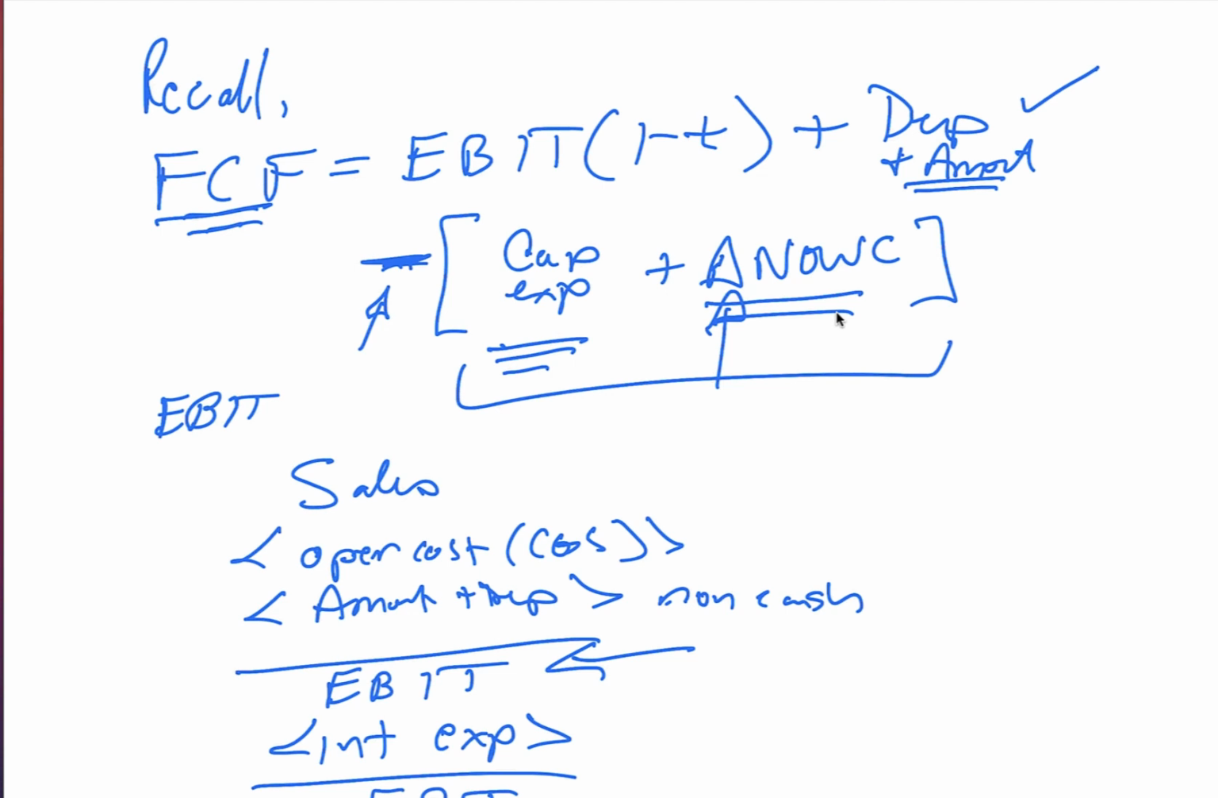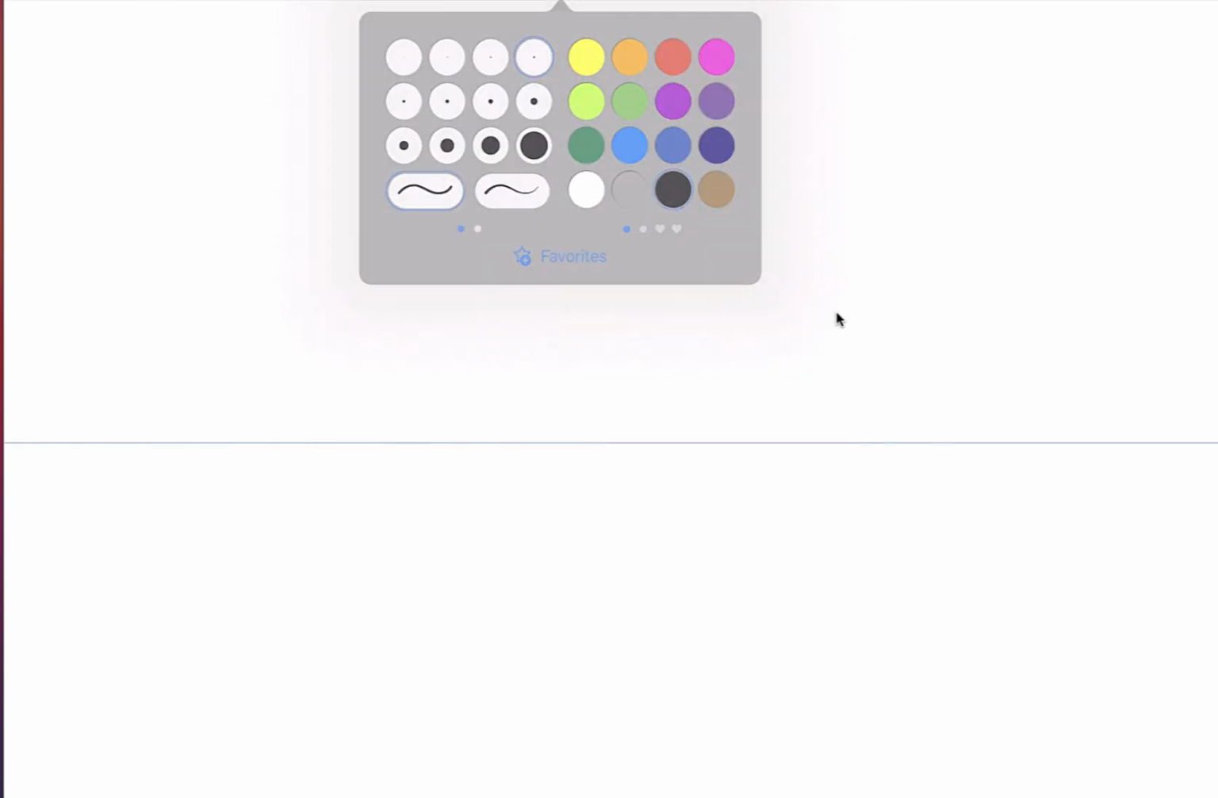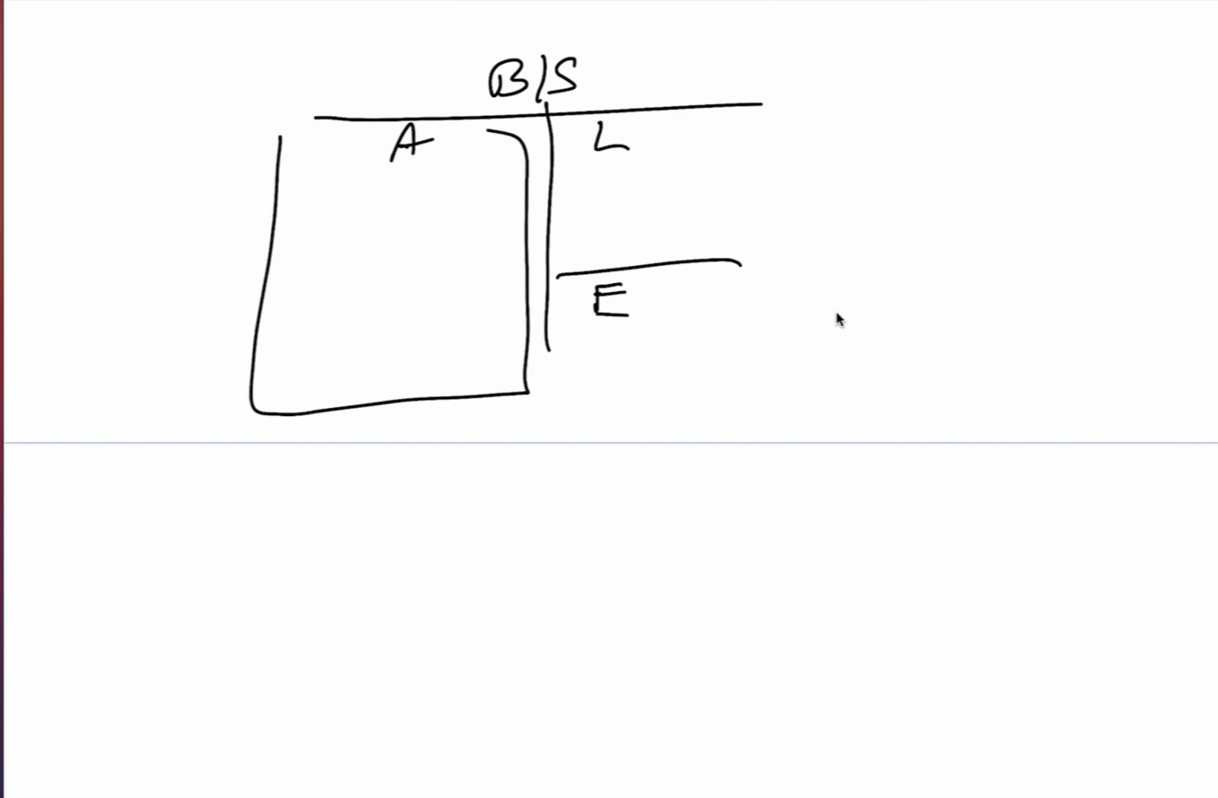So let me give you another way to depict what we're trying to do here with the valuation model. Let's look at a balance sheet. You have the balance sheet of a firm, you have assets, you have liabilities, and you have equity. And what the free cash flow model does is it's going to value this side of the balance sheet, the value of operating assets. And then what we're going to do is we're going to back into equity.